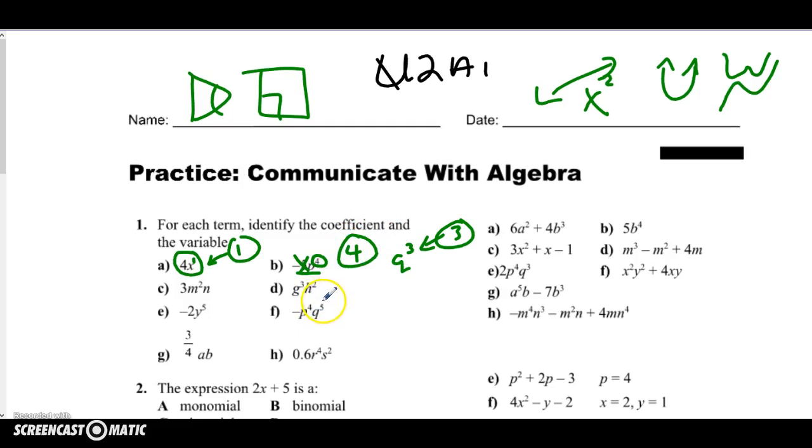Where it gets a little more confusing are things like this. If I look here, I have a 4 and I have a 5. What you simply do is add them up. So this has a degree of 9. This one here would have a degree of 6. And that's it for single terms.